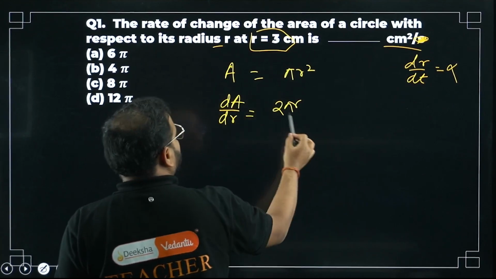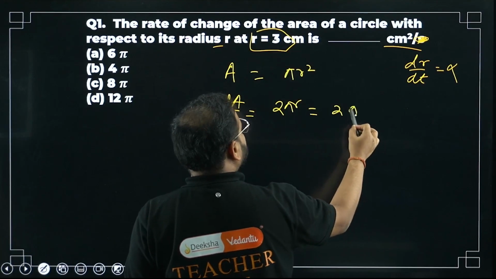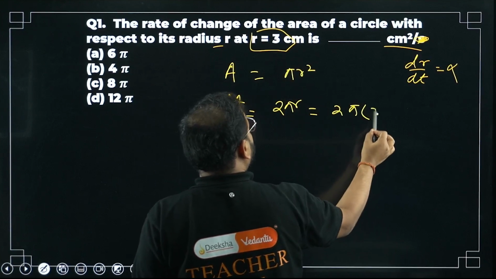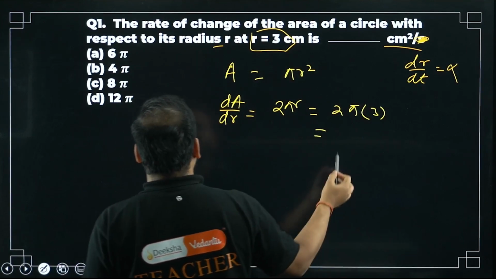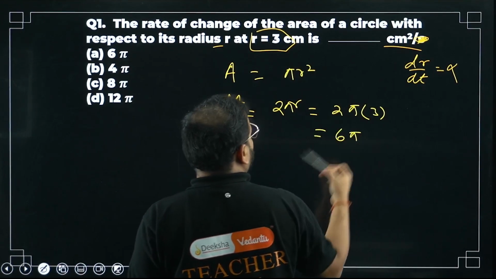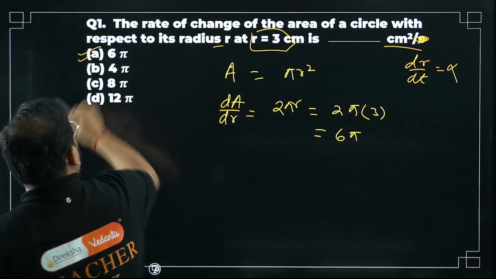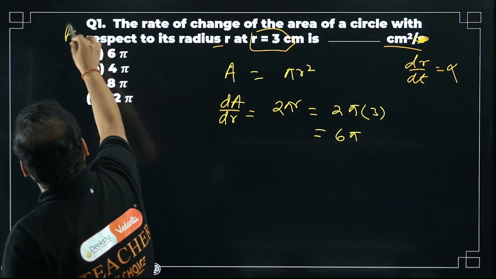So what is that going to be? Please check here. 2 pi. What is r? 3. Correct. Now how much is that? 6 pi. Please have a look. Option A is correct. Let's move on.